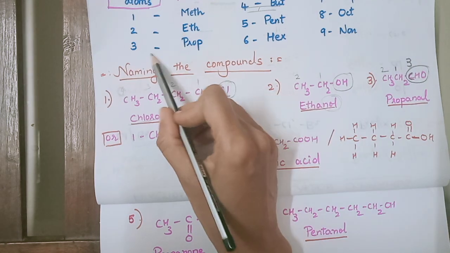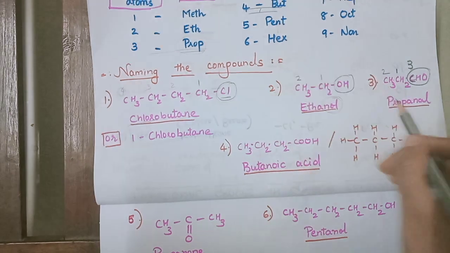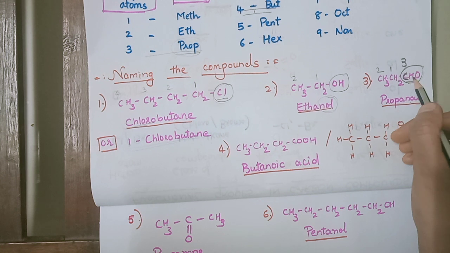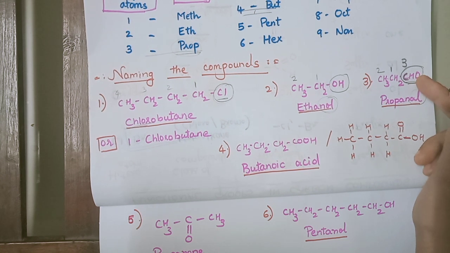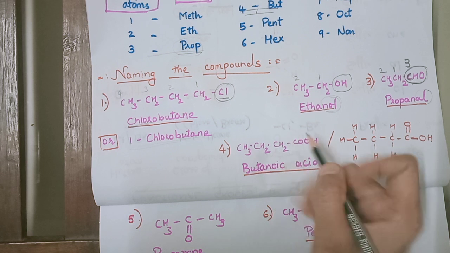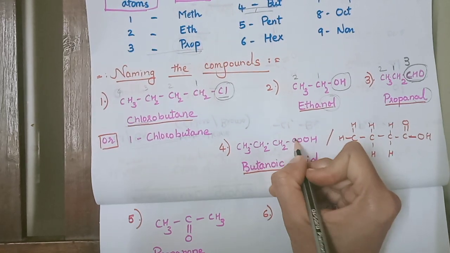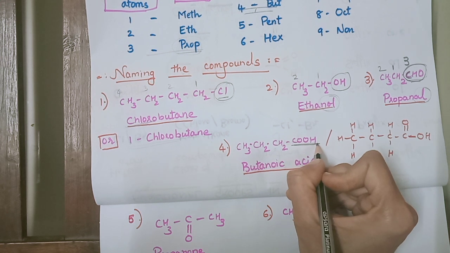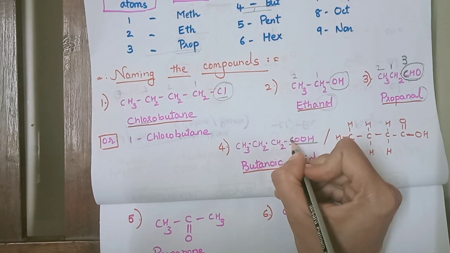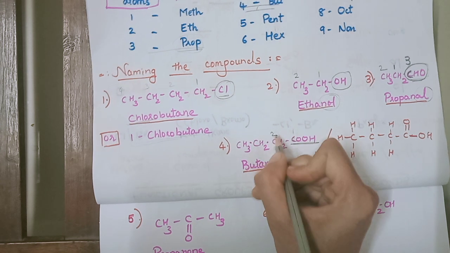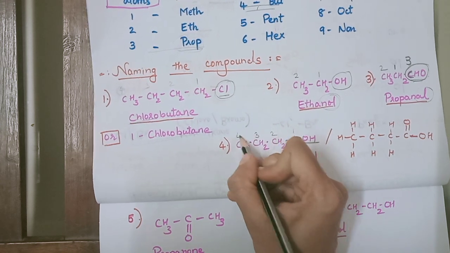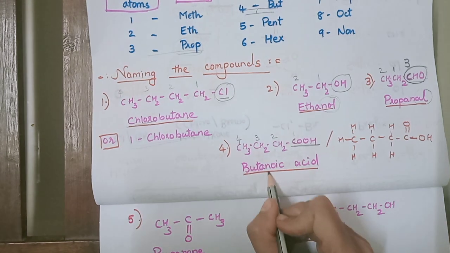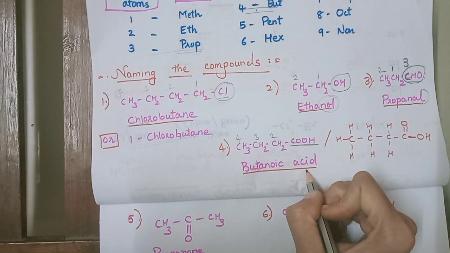So 3 carbons means which word has to go? Prop. So propanal, -al just because it is an aldehyde, the CHO group shows aldehyde. Next, here you again count the number of carbon atoms. This is a functional group. You have seen COOH is a carboxylic acid group. So this is also a C. So count it as 1, 2, 3 and 4. So total 4 carbons, that shows but. So butanoic acid.